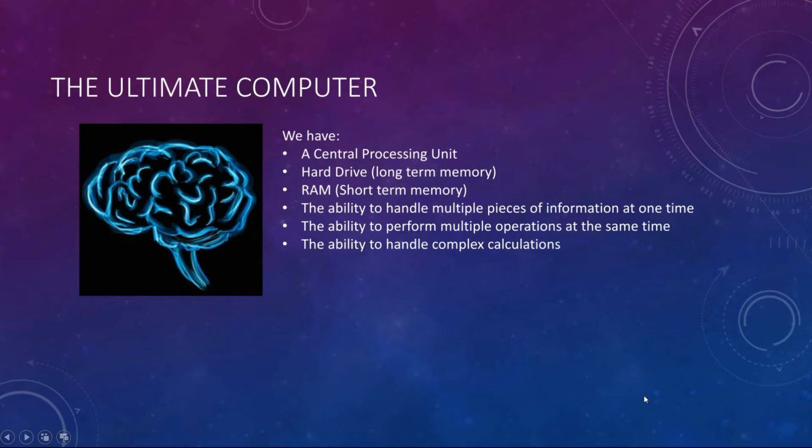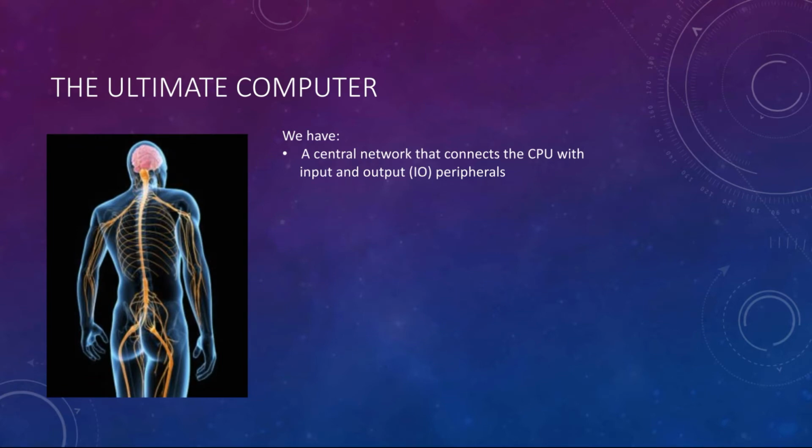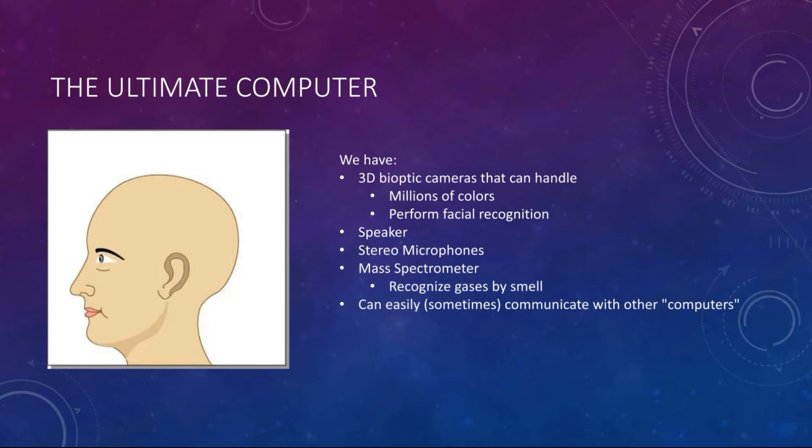Our brain has a central processing unit. It has a hard drive for long-term memory. It has RAM for short-term memory. It has the ability to process multiple pieces of information at the same time and handle extremely complex calculations. It has a central nervous system, which is a central network that connects the CPU with the input and output peripherals. We have a 3D bioptic camera that can recognize millions of colors and perform facial recognition.